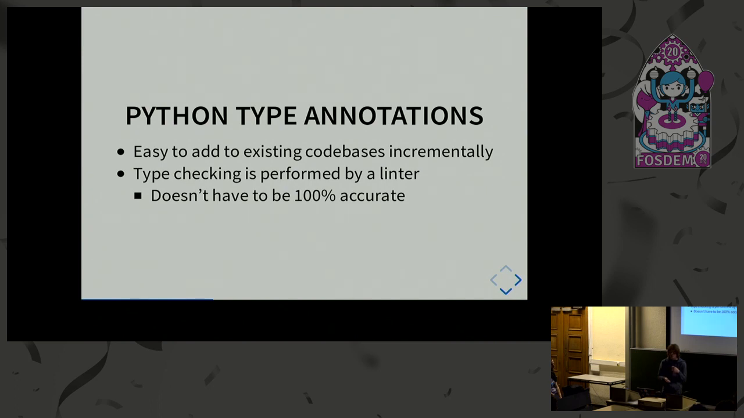It doesn't have to be 100% accurate, and that means you don't have 100% confidence in your types, in your code. And obviously it means you can't perform optimizations based on the types because you don't have any guarantee that the types are actually being obeyed when you're running the program, because it's done by an external checking tool.